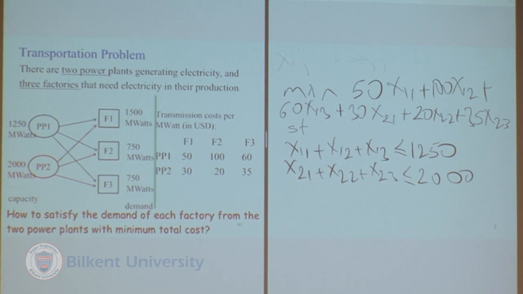Yep. How? We have to satisfy the demand of each factory. Now, these constraints are called supply. Okay? We also need to be careful with the demand constraints. Otherwise, the optimum solution will say, okay, all x's are 0. Yeah? How do we do that?